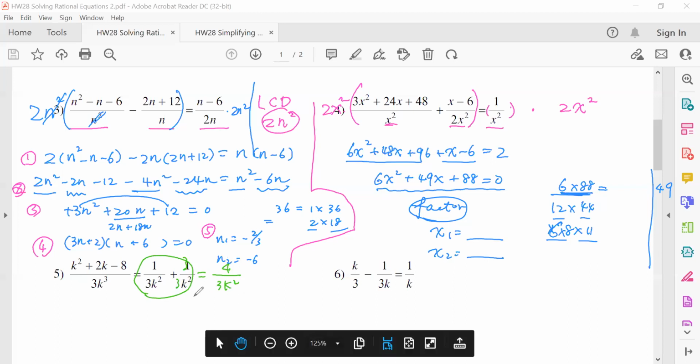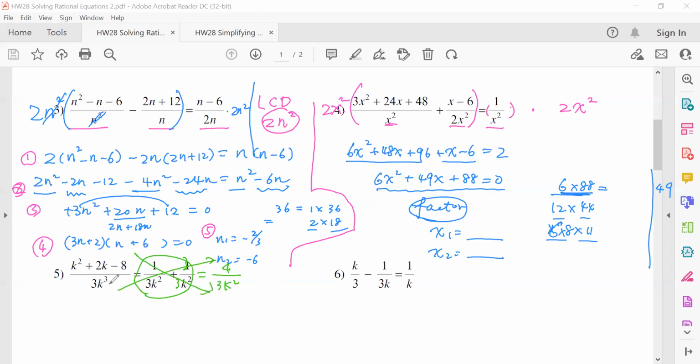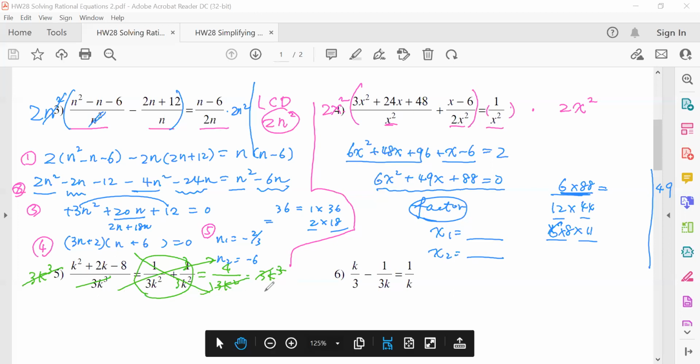Right part, we can do this quickly, combine together first. And then we do the A, B, C, D progress. Or we can get rid of this 3k on both sides by multiplying by 3k cubed at the same time. So the right left here is gone, the right part here is left 1k. So we can make it way much easier.